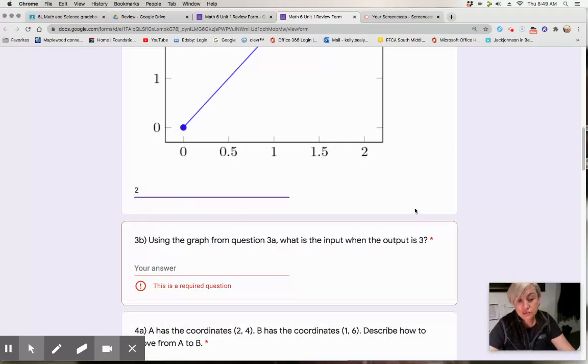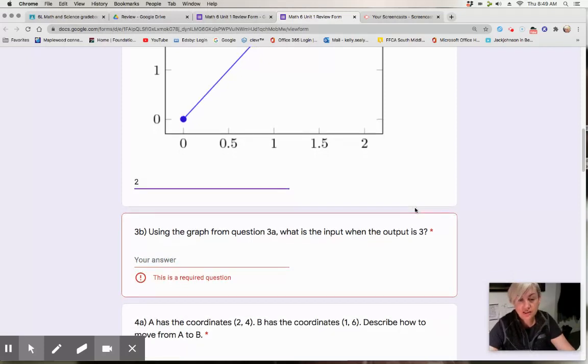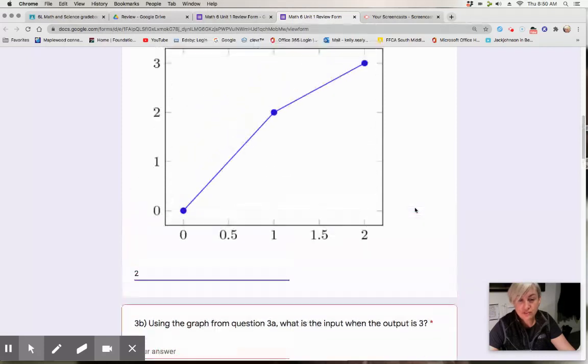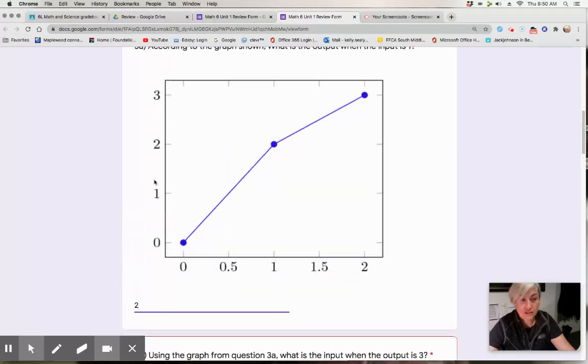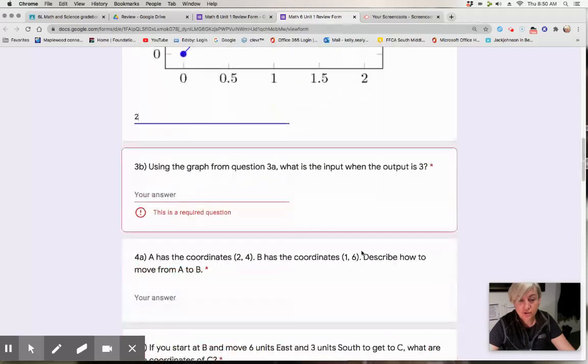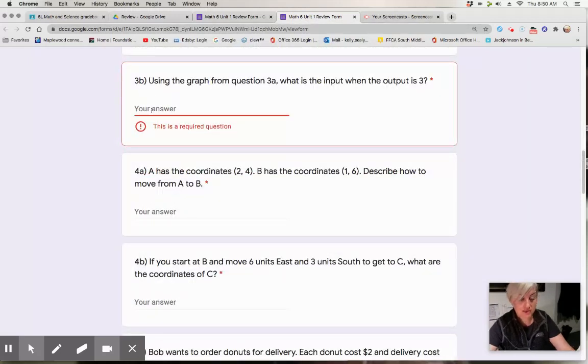3b says, using the graph from question 3a, what is the input when the output is 3? So the output is on this side. You look for output of 3, you follow it across to this point, you line it up with the input. The answer is also 2. 3b, the answer is 2.